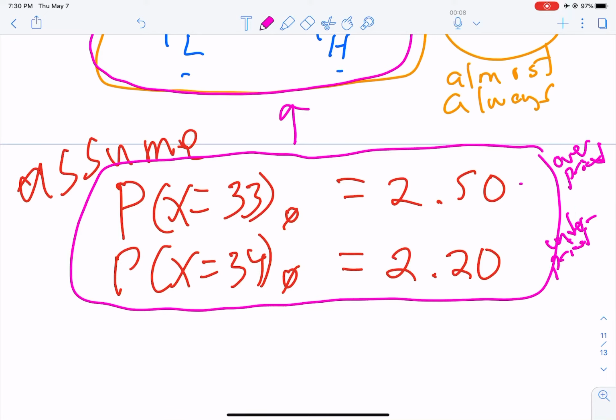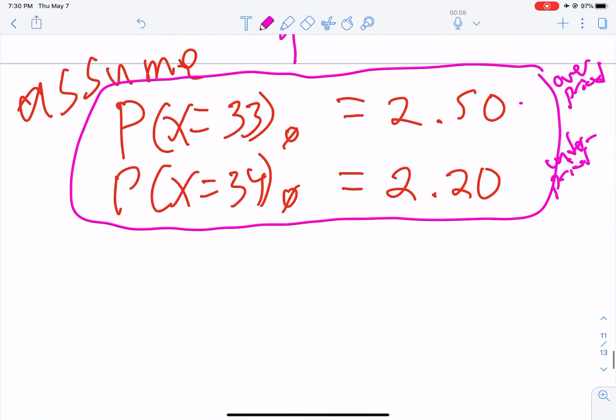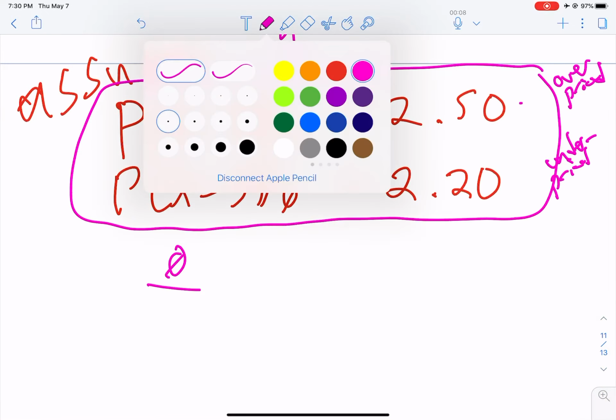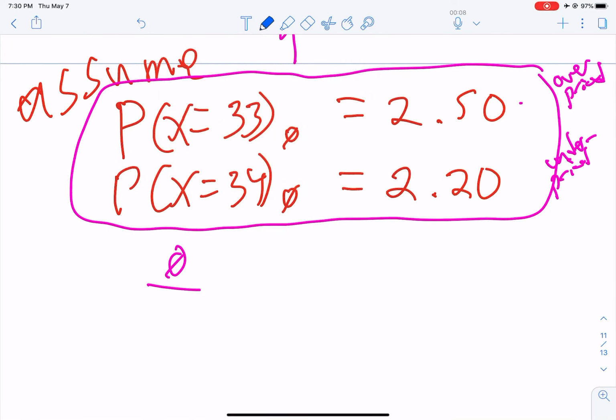Okay, and so what do we like to do? We like to sell what's overpriced and buy what's underpriced. So at date 0, I'll go back to blue. At date 0, we will go long one put with an exercise price of 34.